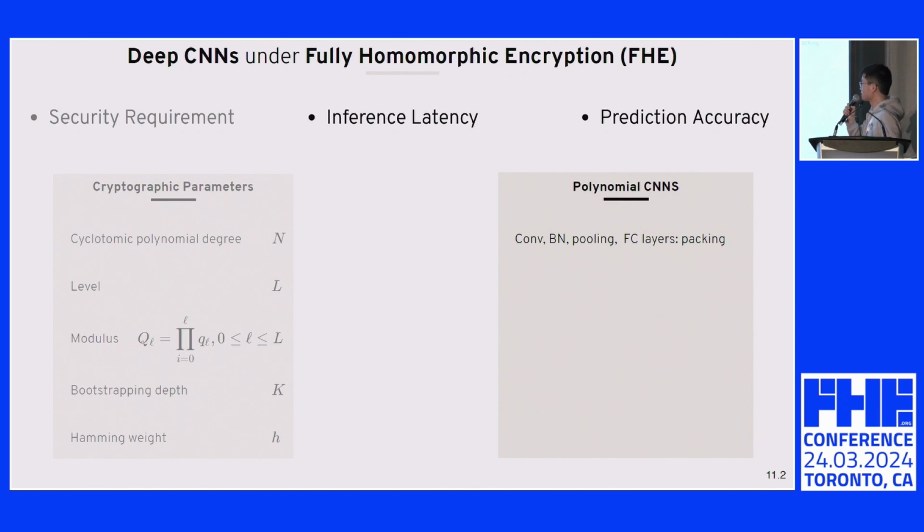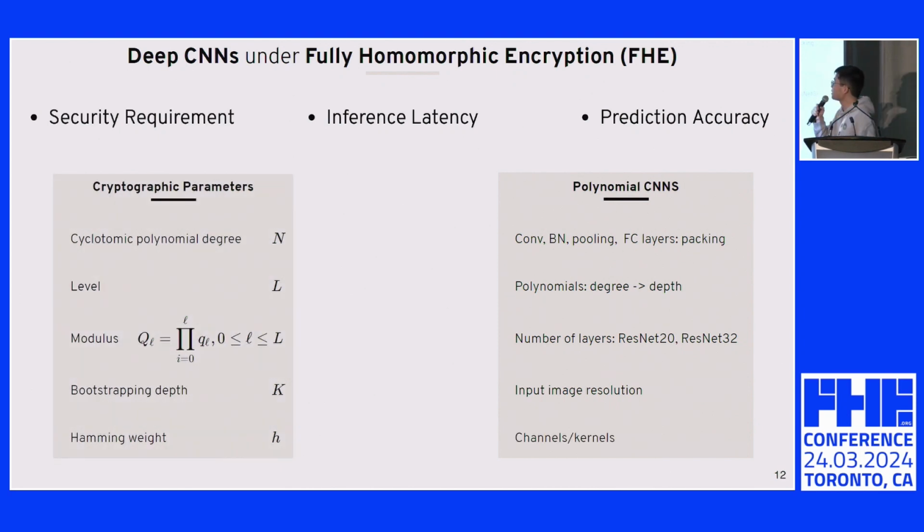We should consider the implementation of the convolutional layer, batch norm layer, and pooling layer. We should consider their packing and the depths of different layers. We should consider how to design polynomials. We consider the degree. The degree determines the approximation precision of ReLU, and it also determines the depth of the polynomials. And we should consider the number of layers, image resolution, and so on.